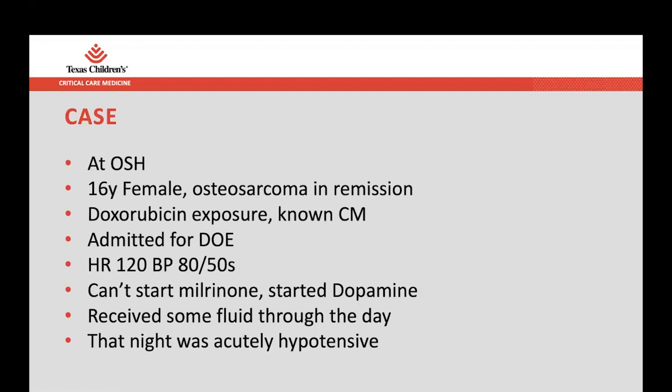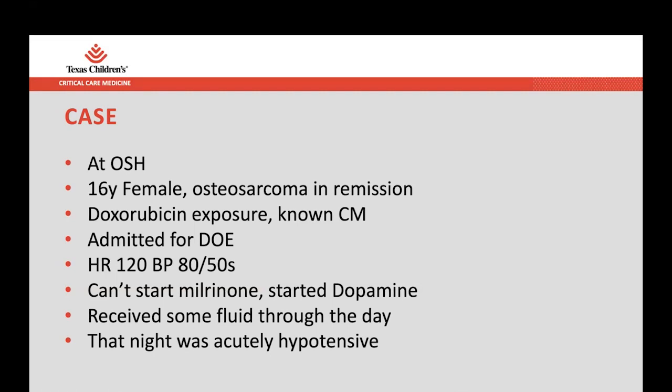We couldn't start milrinone with the kid's pressures, and started dopamine at that hospital. She did receive some fluid through the day, and then that night was acutely hypotensive. And the overall story being painted from another service that will remain unnamed was, try not to escalate anything. Please try to see if we can eke through with what we have, and keep her in the ICU to make sure that she doesn't need something more.